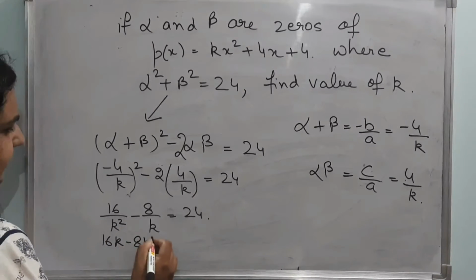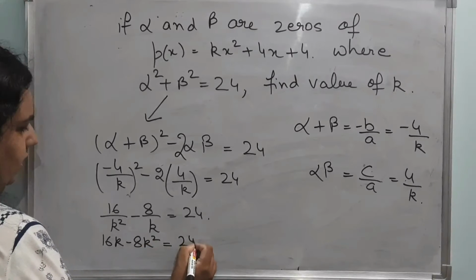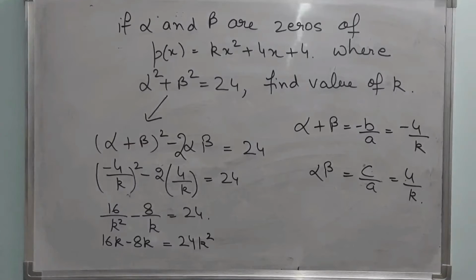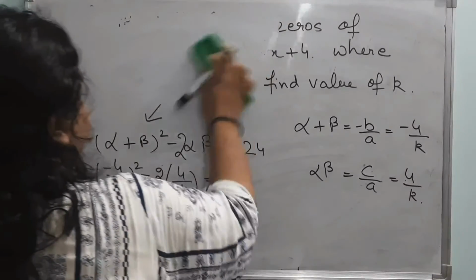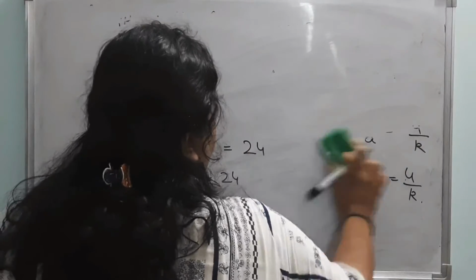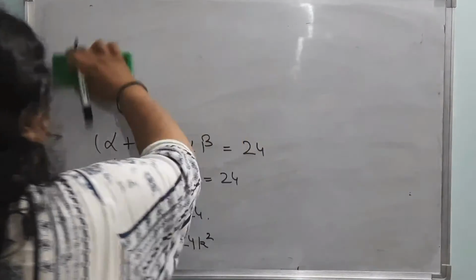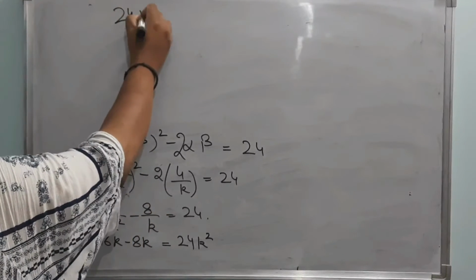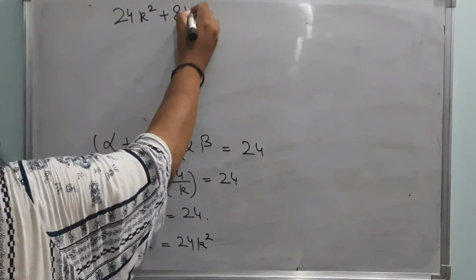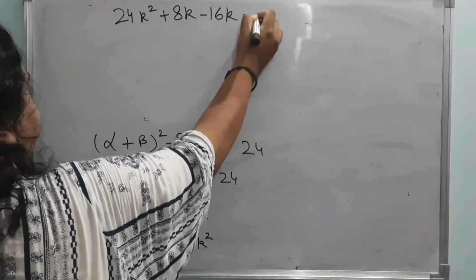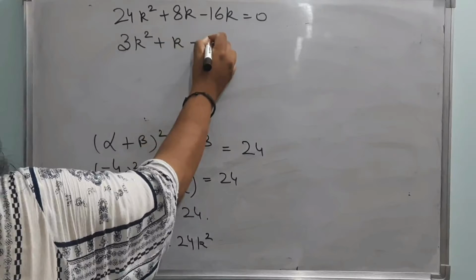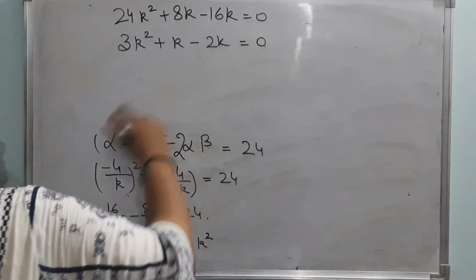16 minus 8k over k square equals 24, so 16 minus 8k equals 24k square. Now solve this. This is a quadratic equation and you have to solve this by splitting the middle term. So 24k square plus 8k minus 16 equals 0. Take 8 common. 3k square plus k minus 2 equals 0.